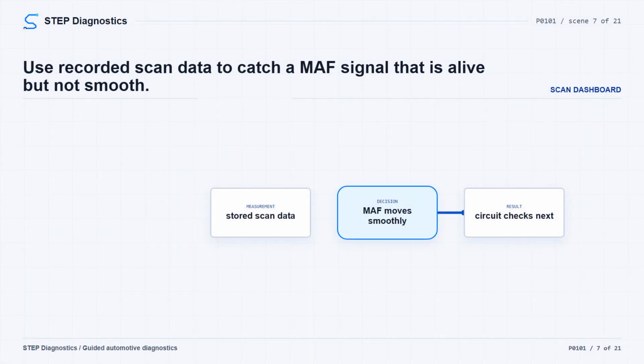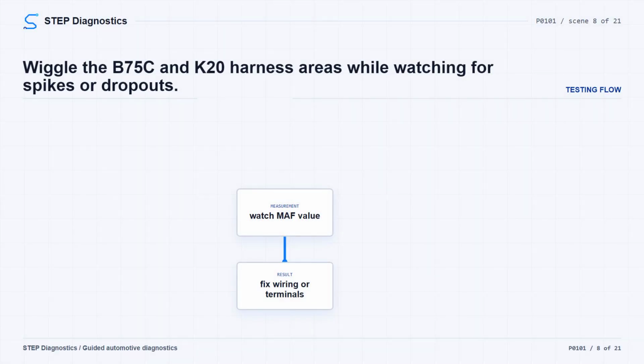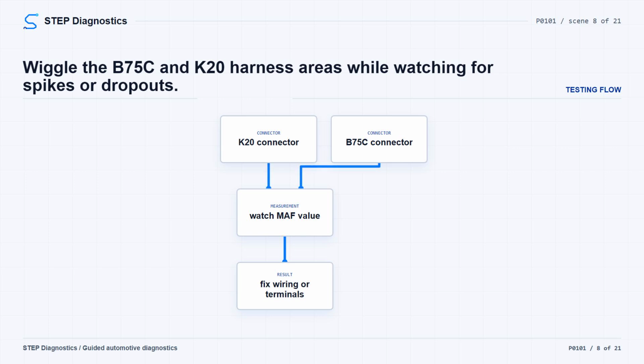If the MAF signal is alive, increase engine speed slowly to 3K RPM and bring it back to idle. Then review the stored scan data frame by frame. The MAF sensor parameter should change smoothly and gradually as engine speed rises and falls. If it does not, go to circuit testing. Next, keep watching the MAF value while you wiggle the harness and connectors at the B75C multifunction intake air sensor and the K20 engine control module. The value should not spike or drop out. If it does, repair the wiring, terminals, or connector condition as needed.